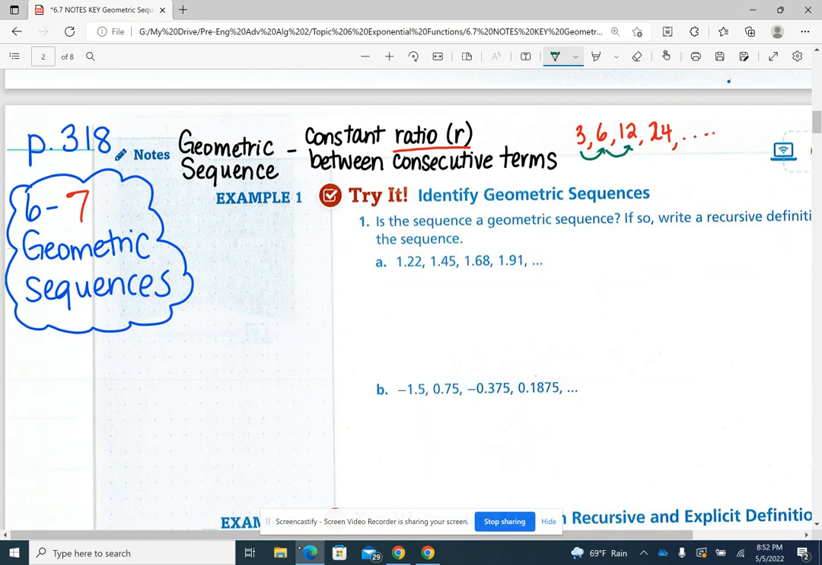To get the term after, I would need to multiply by the same number between terms. So to get from 3 to 6, I could multiply 3 by 2 and get 6. To get from 6 to 12, I multiply 6 times 2 and get 12. To get from 12 to 24, we multiply by 2 again. So that's what makes this a geometric sequence, because the number that you're multiplying each term by remains constant. We would call the 2 that we're multiplying our r, or the common ratio.